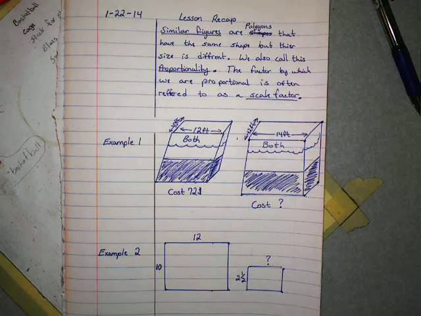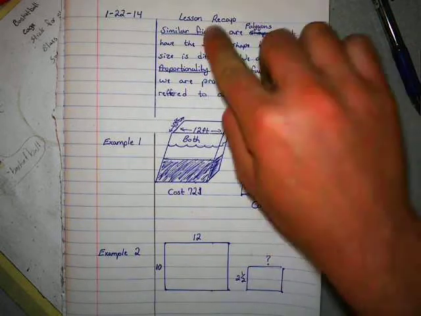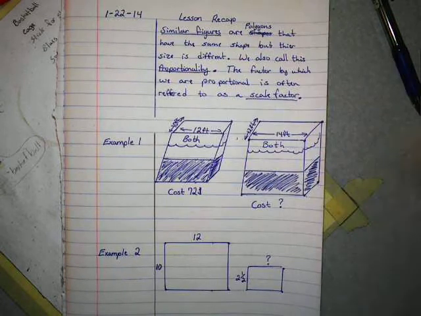Similar figures are polygons, or really any shapes that have the same shape, but different sizes. We also call this similarity, proportionality. The factor by which we find something to be proportional is often referred to as the scale factor. So in this intro I've highlighted the important words: similar figures, proportionality, and scale factor.